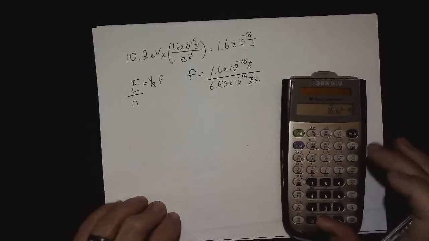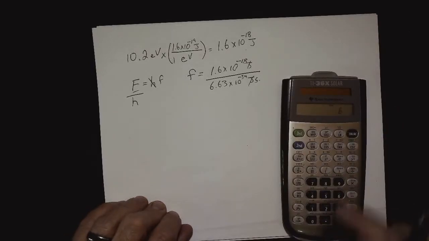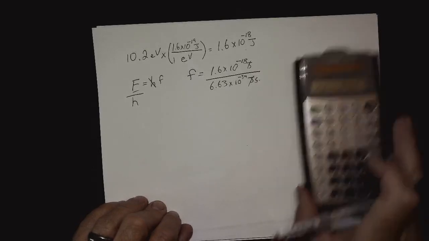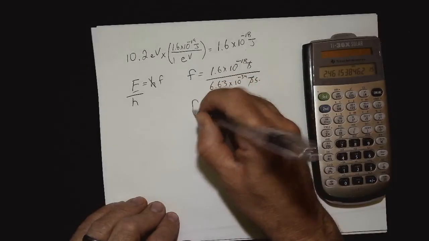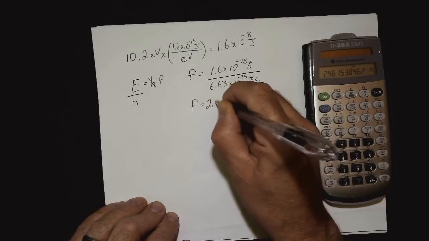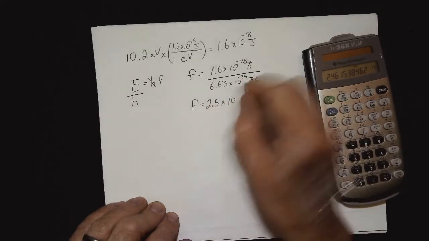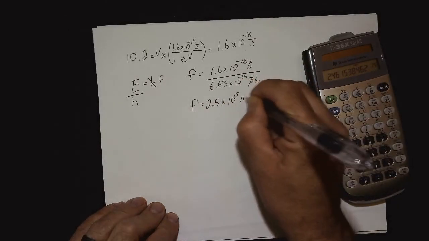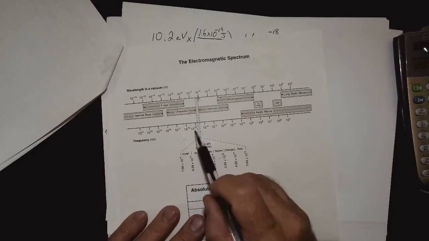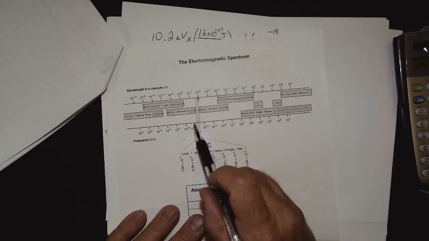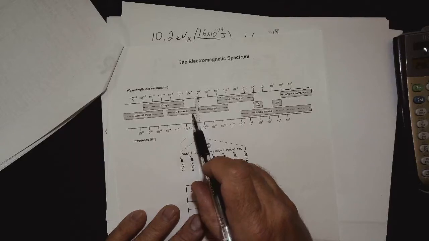And let's see what that's going to be. Divided by 6.63 times 10 to the minus 34, and we get the frequency equals 2.5 times 10 to the 15th hertz. Now, when we take a look at what color light that is, we go here, and we see 10 to the 15th, a little in here, we would get a burst of ultraviolet light.